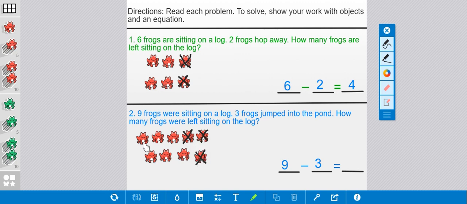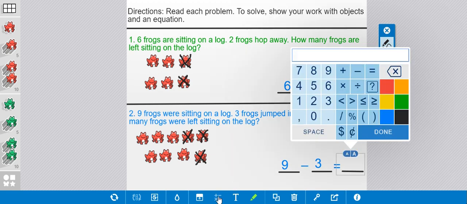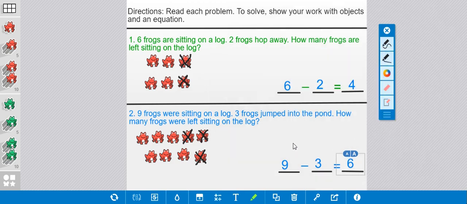All right, so I have my 9 frogs, and I crossed out 3 because 3 of them left. And now let's see how many frogs we have left. 1, 2, 3, 4, 5, 6. Okay, 6 frogs still sunbathing. All right. There we go. Now I have my equation. 9 minus 3 equals 6, and we showed that right here.